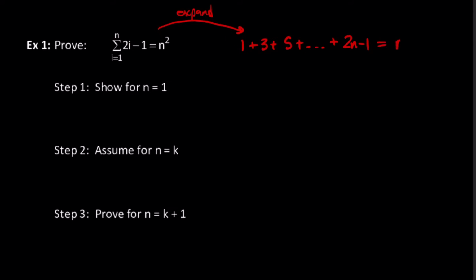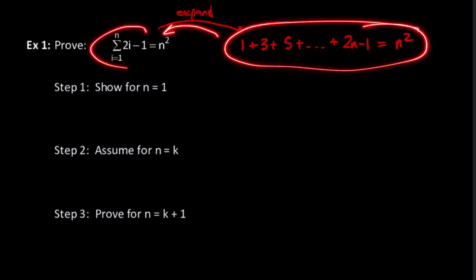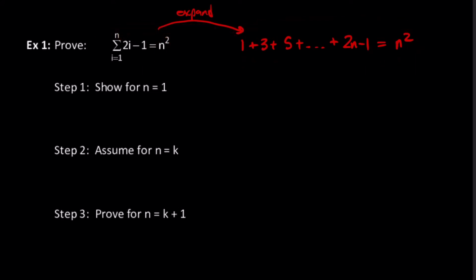That has to equal n squared. So this here is the expanded notation of this summation. Basically what I'm saying here is if I add a series of odd numbers, it equals the number of numbers squared. All right, so let's start the proof.